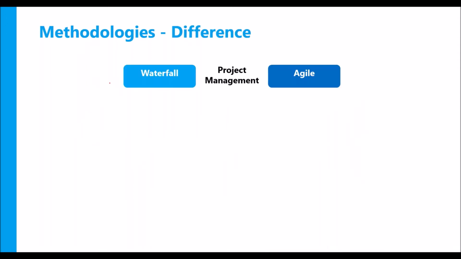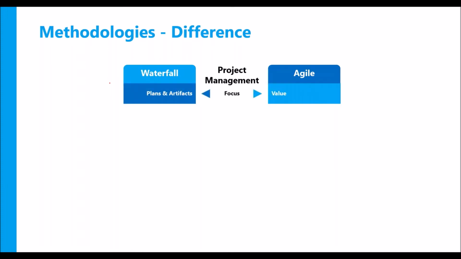So what are the key differences, right? We saw how it works. What are the key differences, right? The focus is totally different. In project management, in Waterfall, we focus more on plans and artifacts because we take specific time for planning for the project. We need to make sure that we follow the plan. The focus is completely shifted towards the plan.